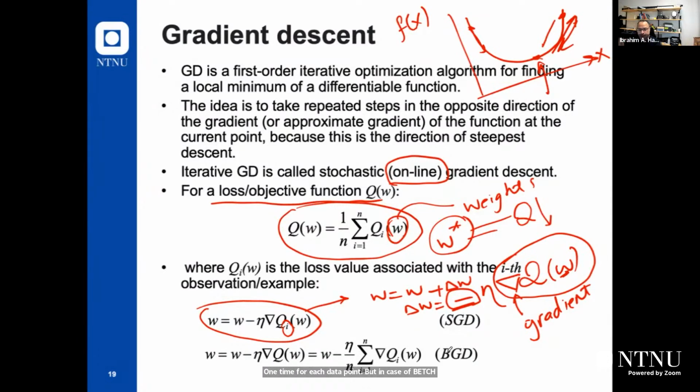But in batch gradient, we try to do it over the batch. For example, if you have 100 data points and we divide them into two batches, each batch has 50 observations. We will calculate the mean gradient over the batch, over the 50 data points. And after that, we will use this mean gradient for adjusting the weights only one time for each batch.